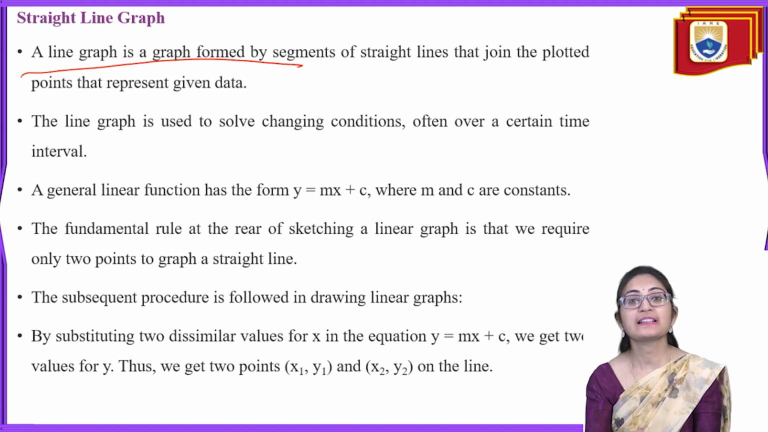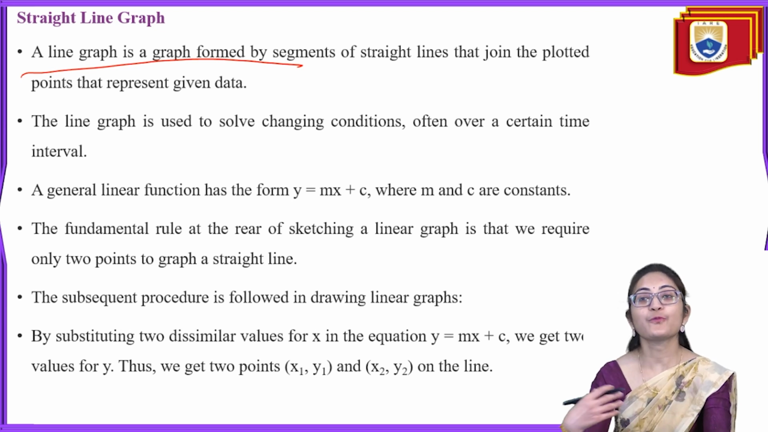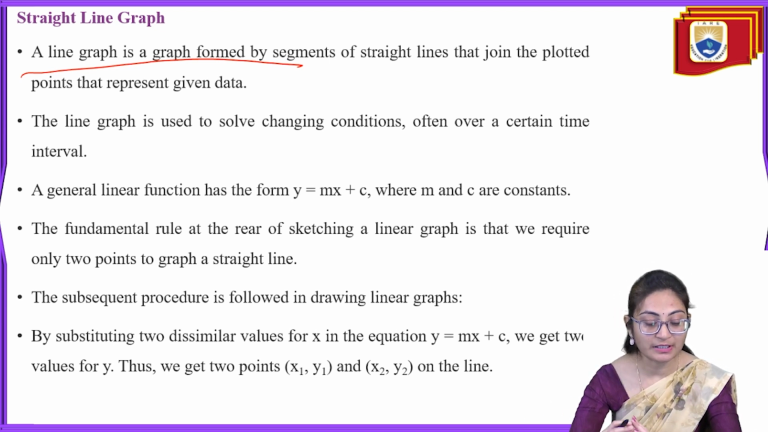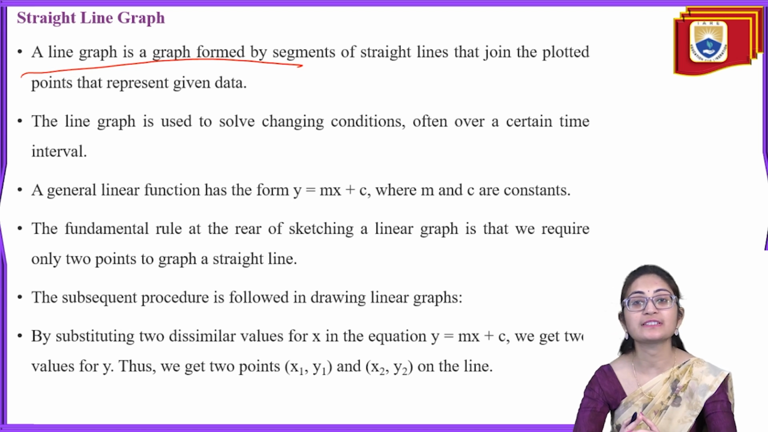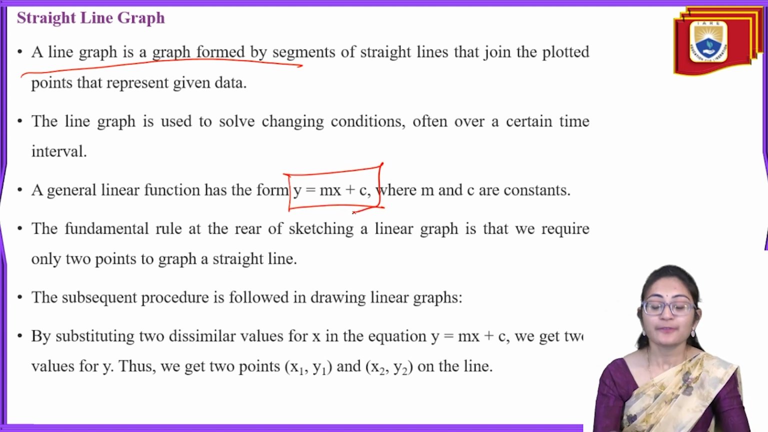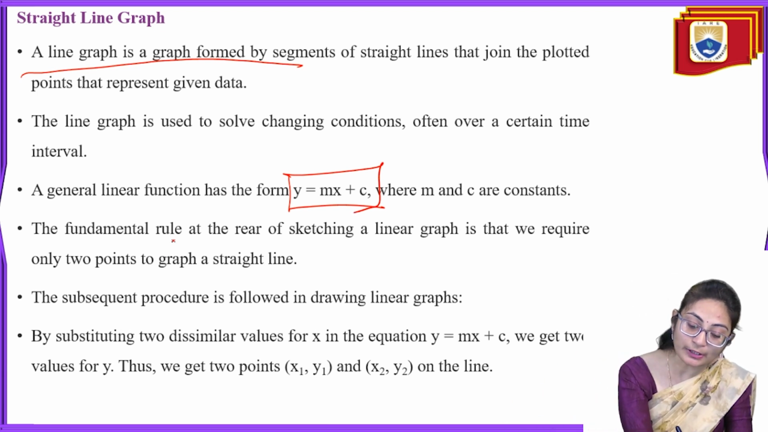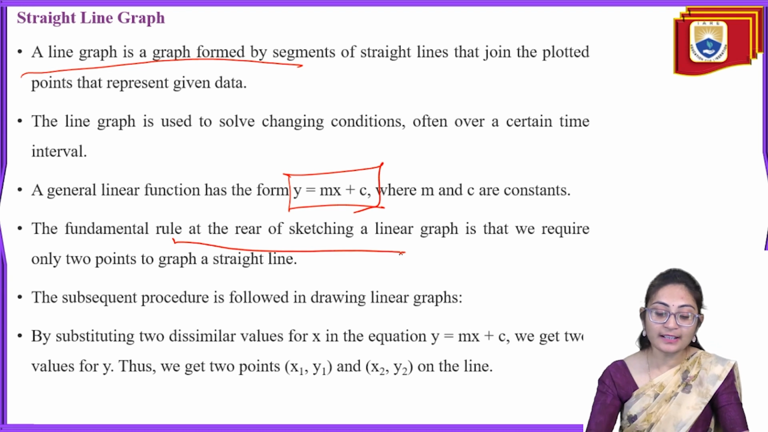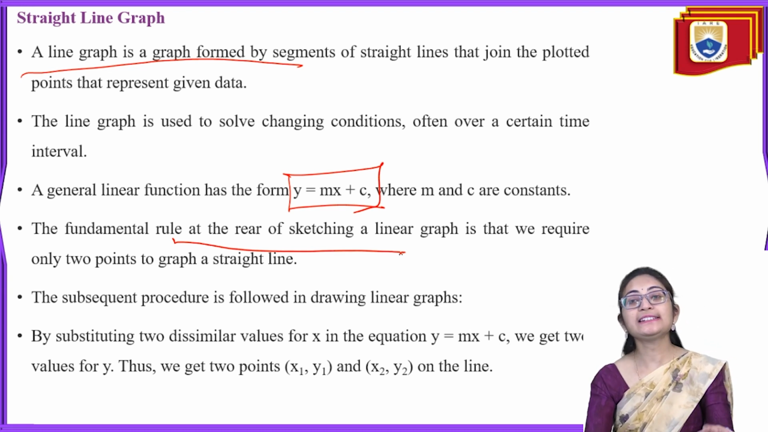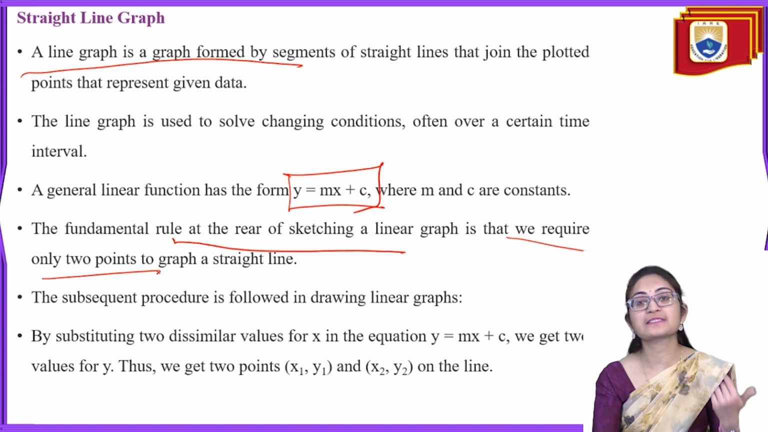So, the straight line graph. A line graph is a graph formed by segments of straight lines that join the plotted points that represent given data. The line graph is used to show changing conditions, often over a certain time interval. The general linear function has the form y is equal to mx plus c, where m and c are both constants, and the fundamental rule behind sketching a linear graph is that we require only 2 points to graph the straight line.